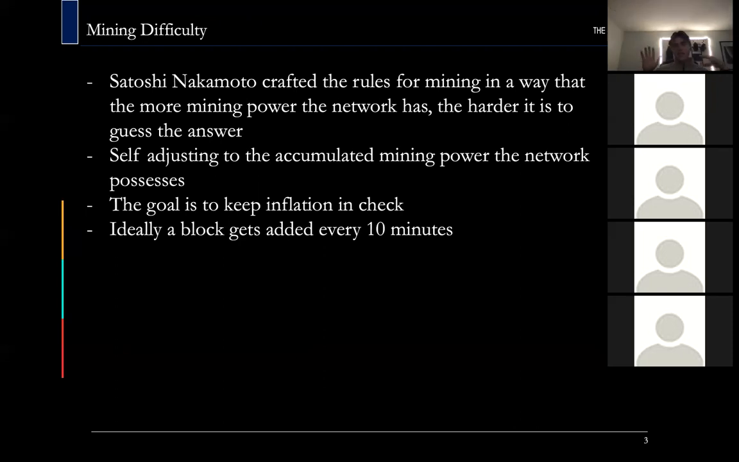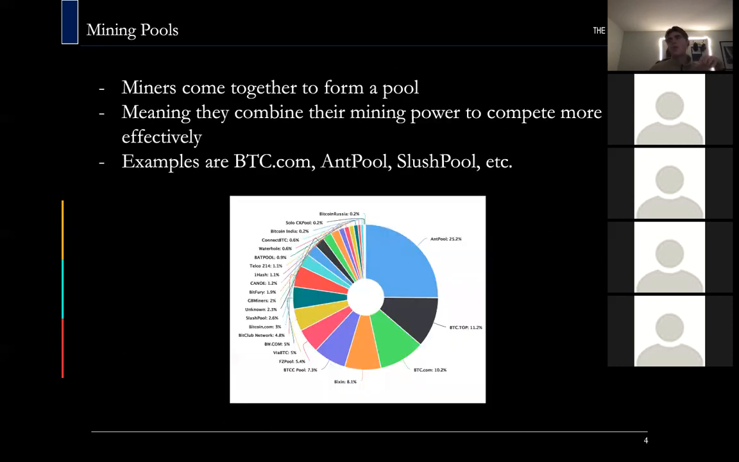Ideally, the system is that a block gets added every 10 minutes. That means a solution gets added every 10 minutes, and then transactions can flow through that new block. A lot of time frames for Bitcoin are based off this 10 minutes. For example, as we talked about in the first lecture, Bitcoin halves every 4 years, and the way they get this 4-year time frame is based off the idea that a new block gets produced every 10 minutes.